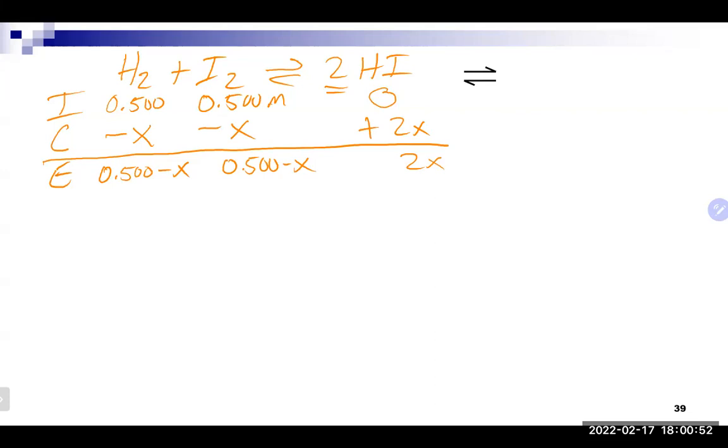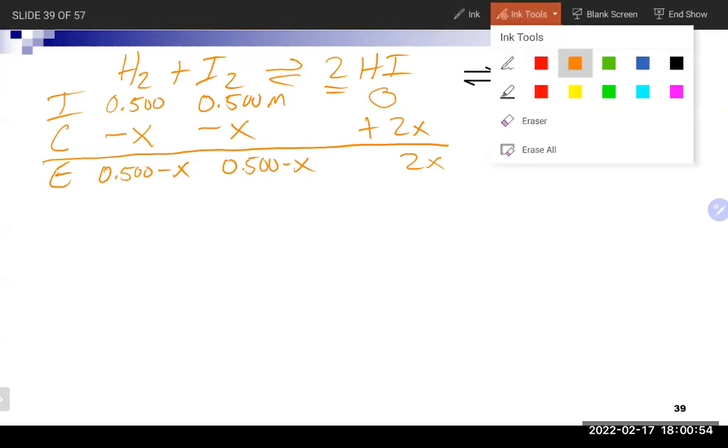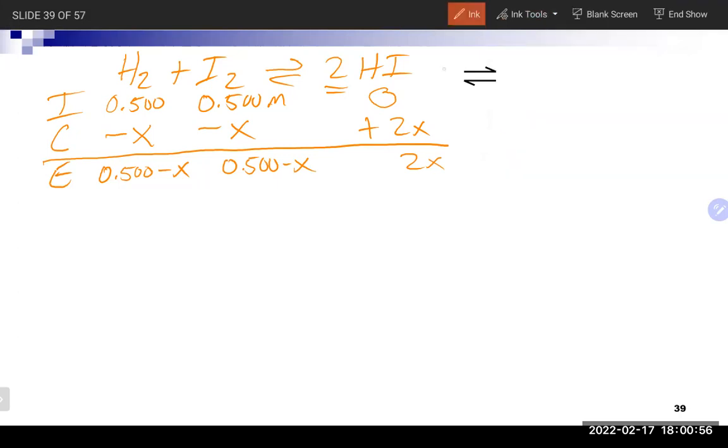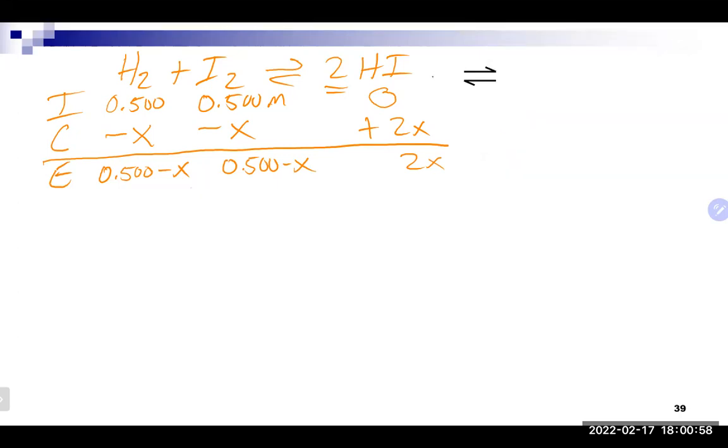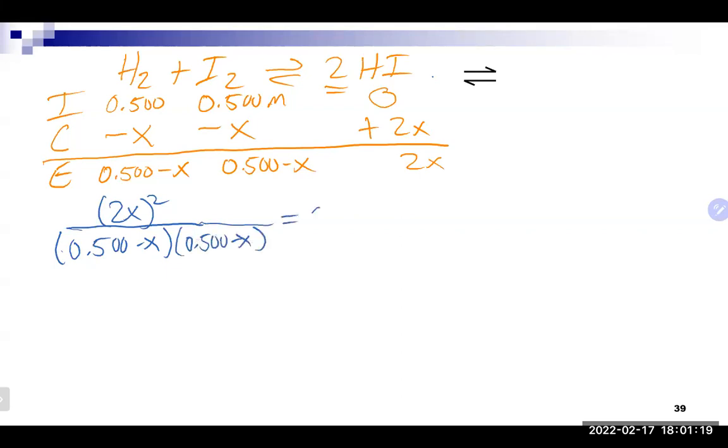So at this point, what we want to do, as we talked about, is take the equilibrium line and put it into our expression and solve for x. If we do that, it's going to give us (2x) squared, divided by (0.5 minus x) times (0.5 minus x), and that again equals 54.3, I believe.